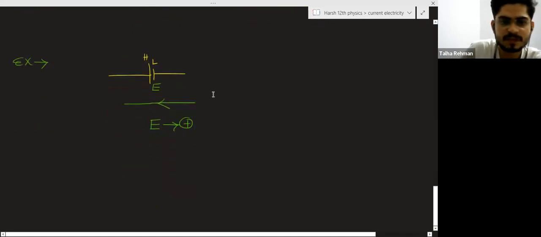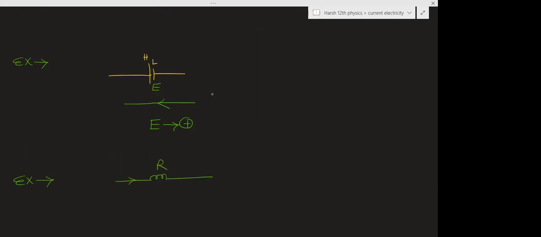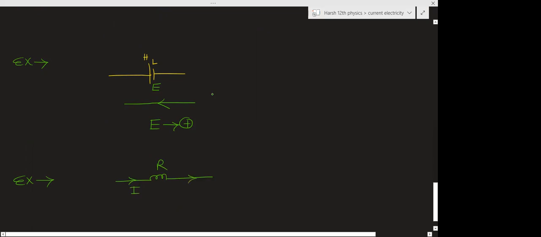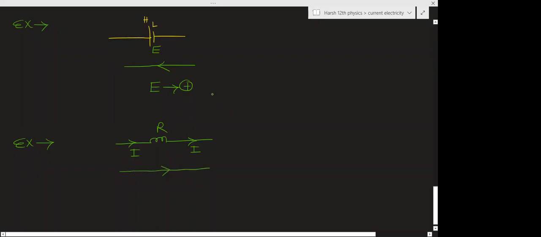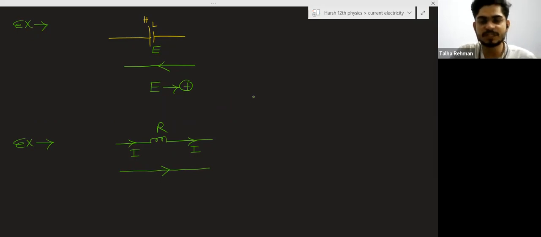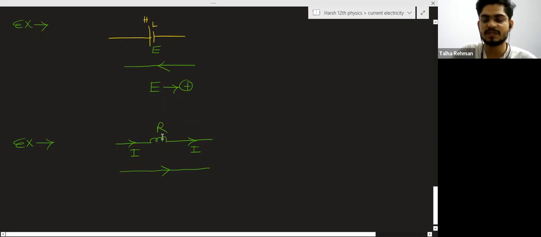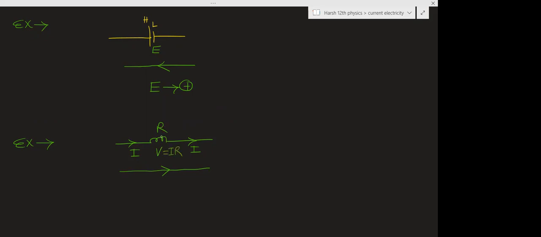Now there can be the chance that you will get this type of thing. Here a resistor is connected and current is flowing in this direction, and you are moving in this direction. Can you tell me what is the potential difference V across this resistance? V is equal to IR.